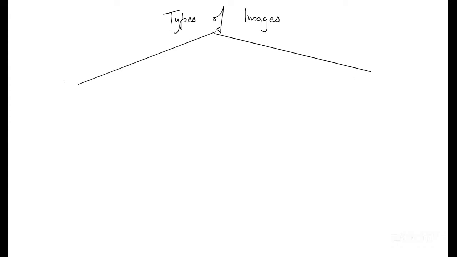All right. So we have types of images. There are two types of images, okay? Two types of images are there. One is known as real image. Another one is known as virtual image.